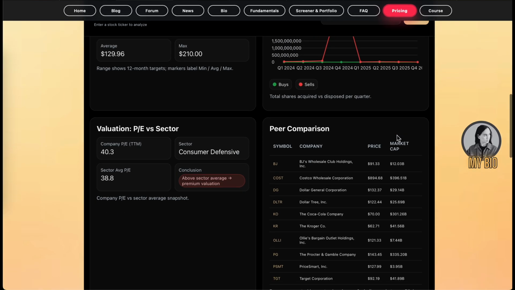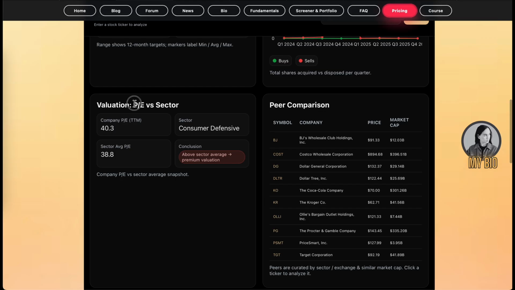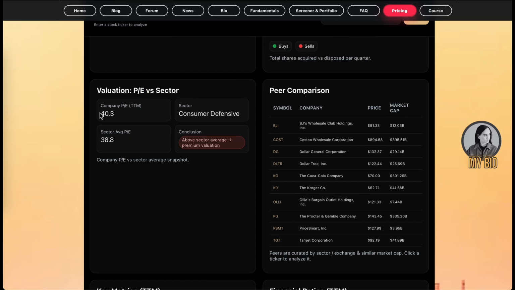Now you can see valuation based on the price to earnings. This is price per share divided by earnings per share versus sector. As you can see, the company has a 40.3 price to earnings ratio. This is TTM, meaning it's trailing 12 months. It is calculated for the 12 months. It means it is 40.3, and the sector average is 38.8. It means that the stock is fairly valued, almost fairly valued, based on this multiple.